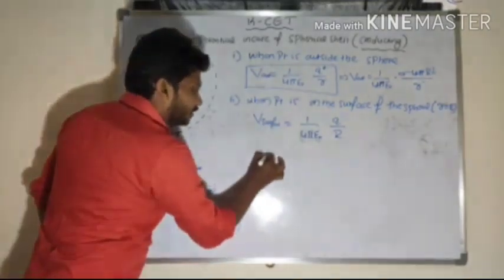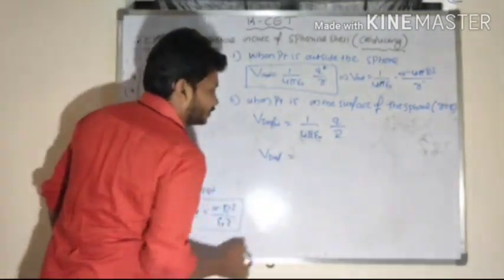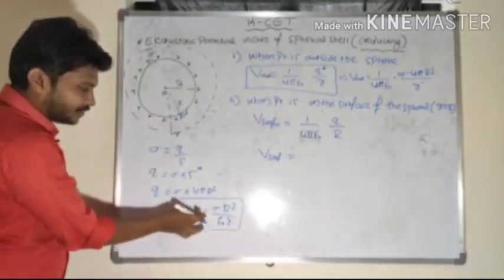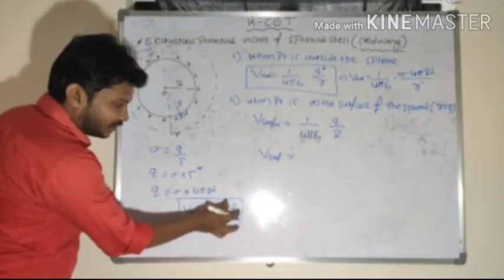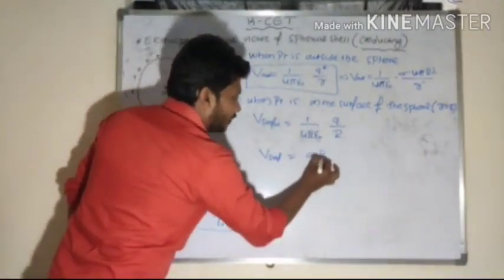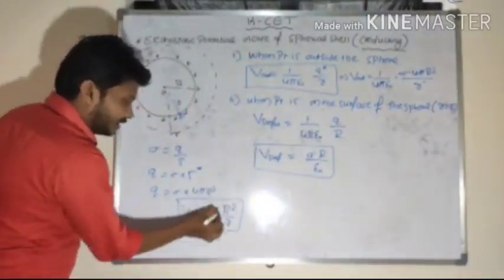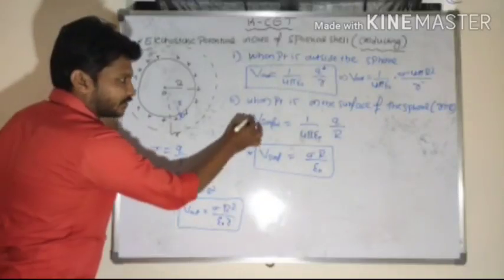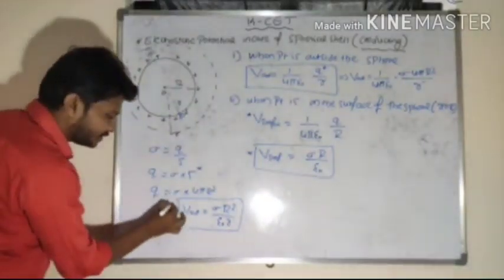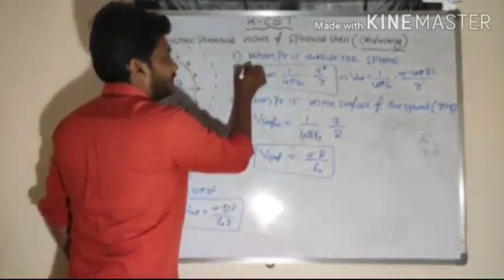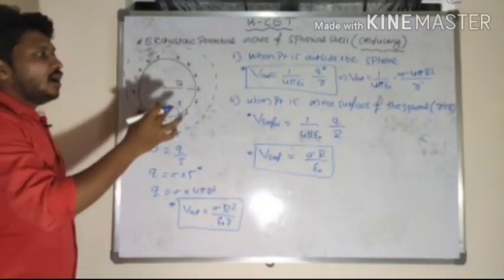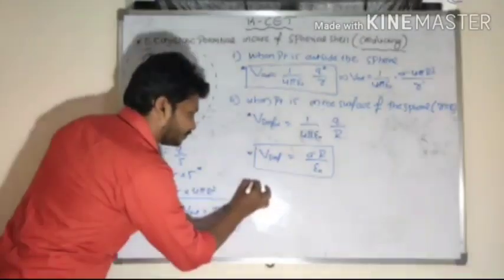Then what about another equation for potential in case of the point of observation on the sphere? So small r is equal to capital R, in the sense, sigma into R divided by epsilon naught. So these are all the equations. This one is on the surface, and this is also on the surface. This is outside the surface of the sphere, and this equation is also outside the surface of the sphere.